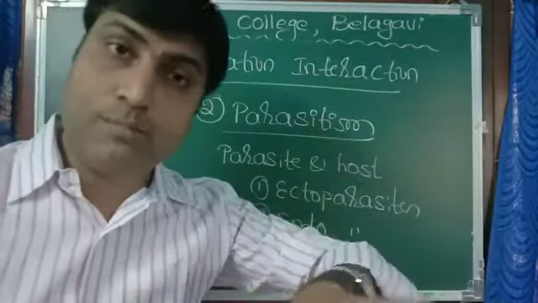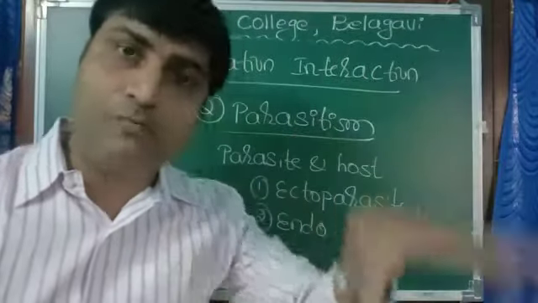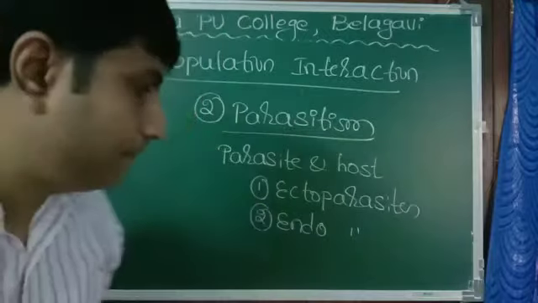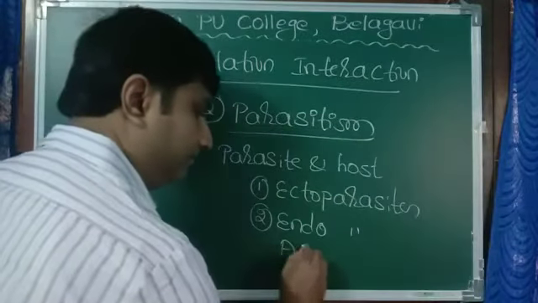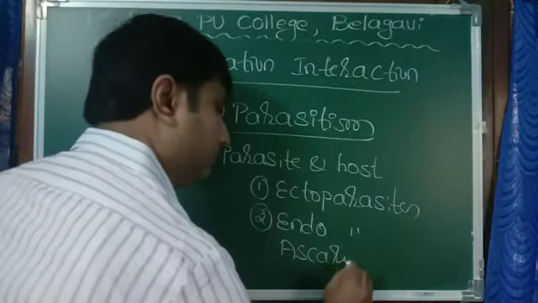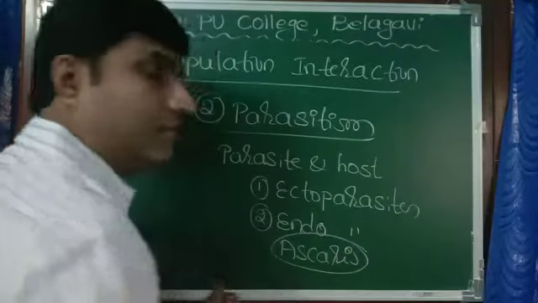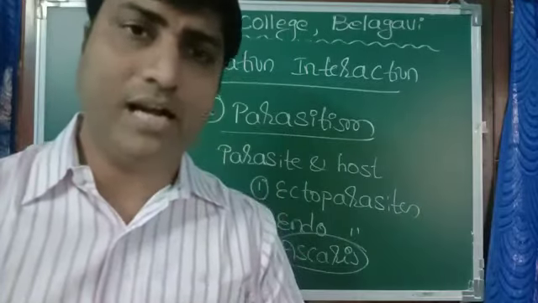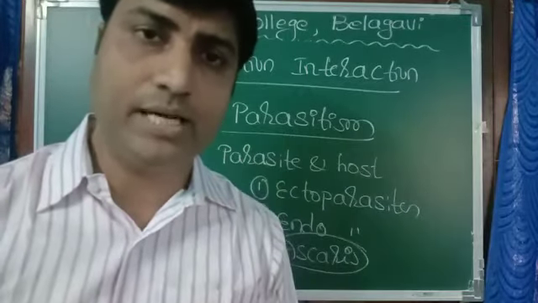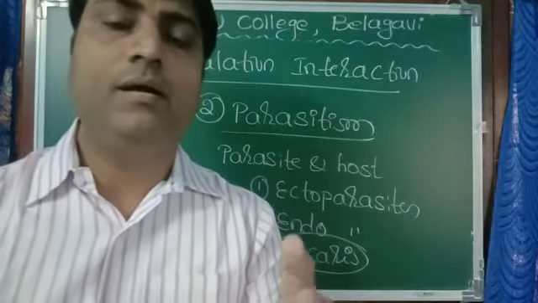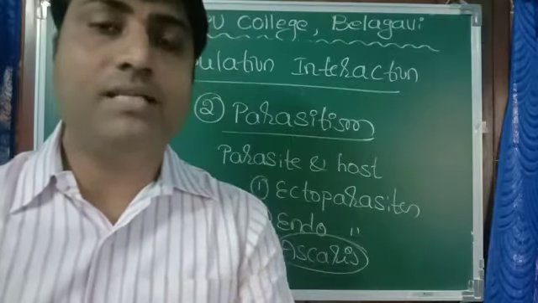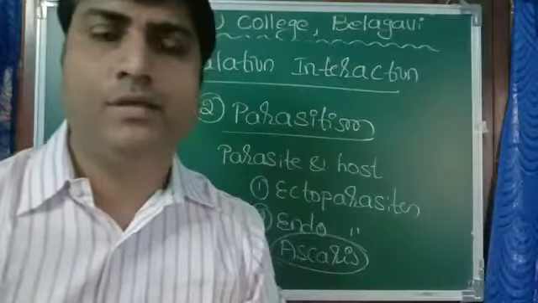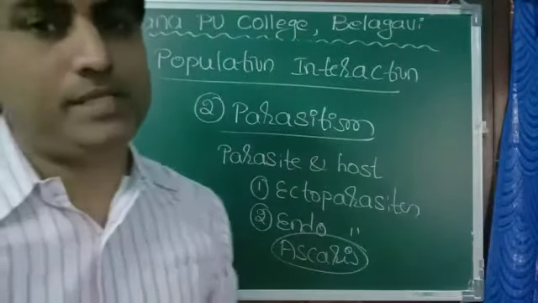Endoparasites enter into our body, and from the internal part of our body they fulfill their food needs, like Ascaris. Ascaris is nothing but roundworm. They enter into our gut, into our digestive system. Similarly, the malarial parasite, Plasmodium, enters into our blood through the mosquito. So all these are examples of endoparasites.